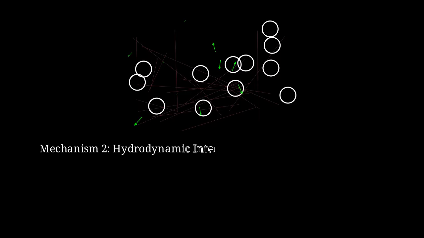The second mechanism is hydrodynamic interactions. As each motor swims, it creates flow fields in the surrounding fluid. These flows extend over distances much larger than the motor itself and influence neighboring motors. The velocity field created by a swimming particle decays as 1 over r, where r is distance. This long-range interaction means motors can influence each other across tens of micrometers.